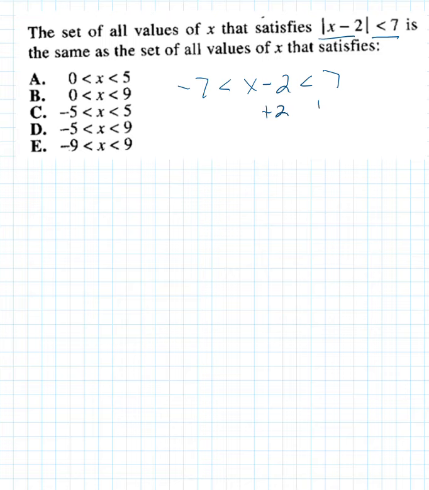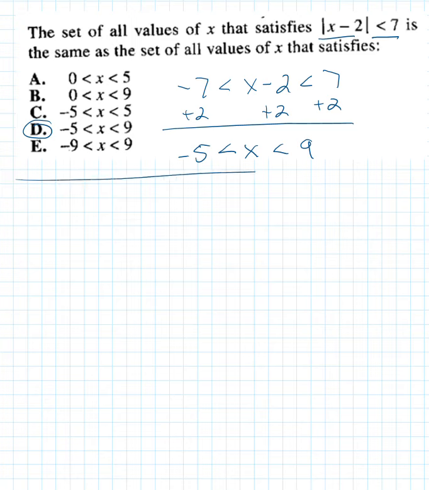We can add 2 to both sides, or all sides rather, to get x by itself. That gives us -5 is less than x, which is less than 9. And so we can see that is choice D.